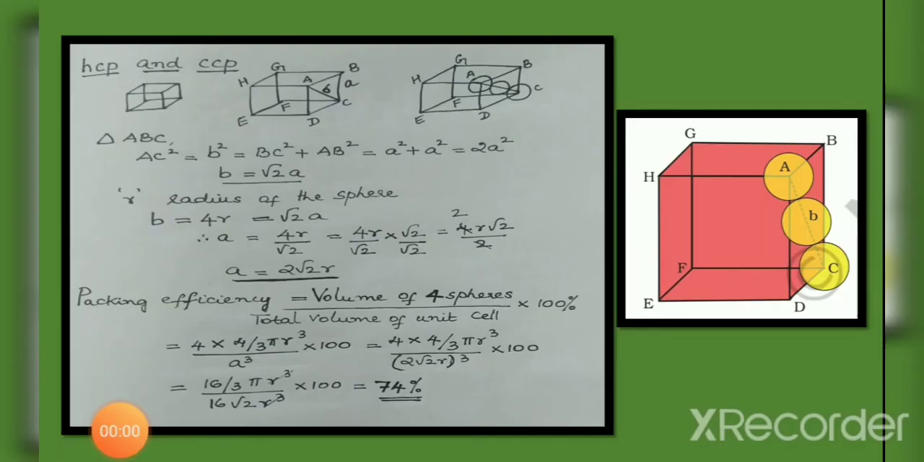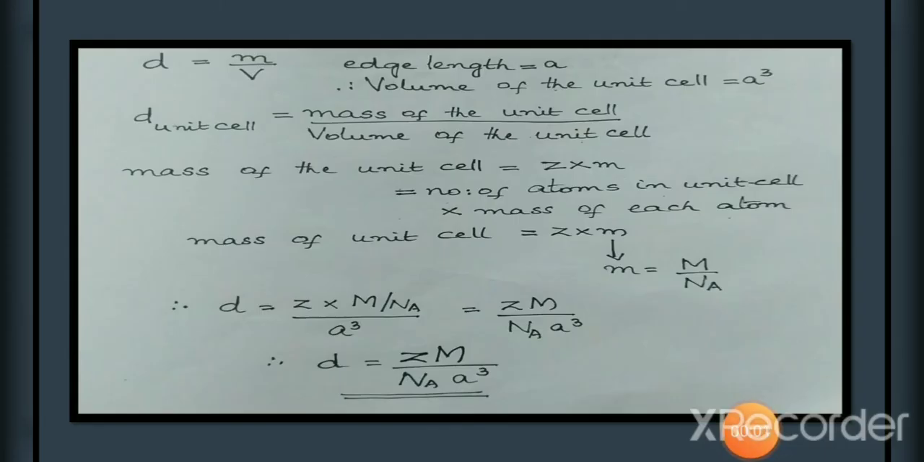52.4%. Thus, we understand that packing efficiency is maximum in HCP and CCP, and it is equal to 74%, whereas in body centered it is 68%, and in simple cubic lattice it is 52.4%. How can we calculate the density of the substance?